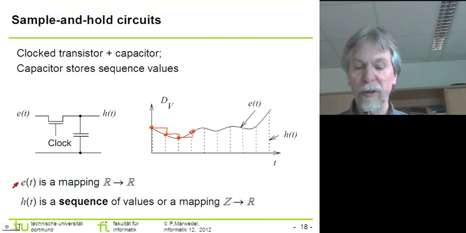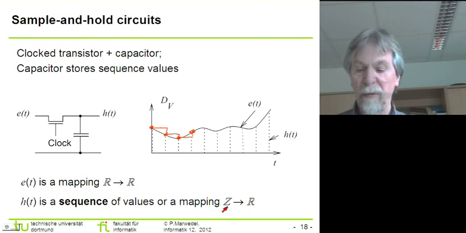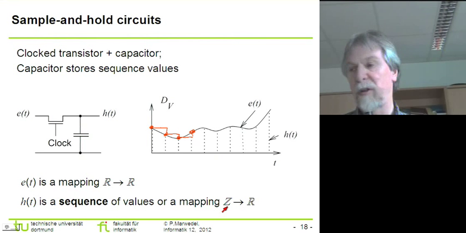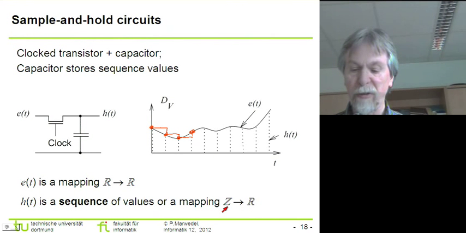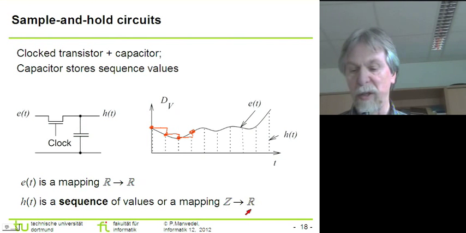So the original signal is a mapping from the real domain onto the real domain, whereas the new sequence, I call it h of t, is a mapping from some discrete domain, and typically we use integers for representing the discrete domain, from that discrete domain onto the real domain.